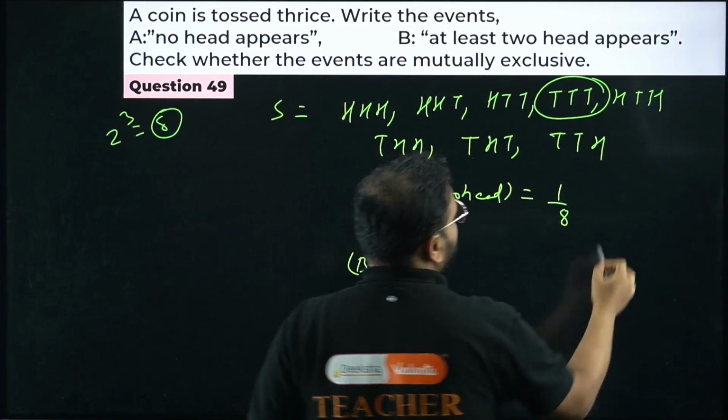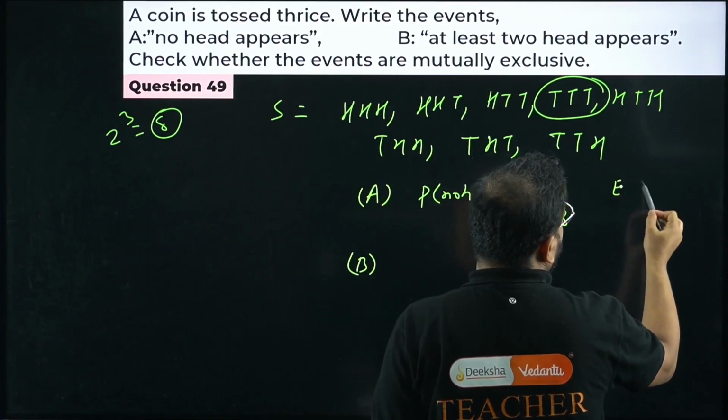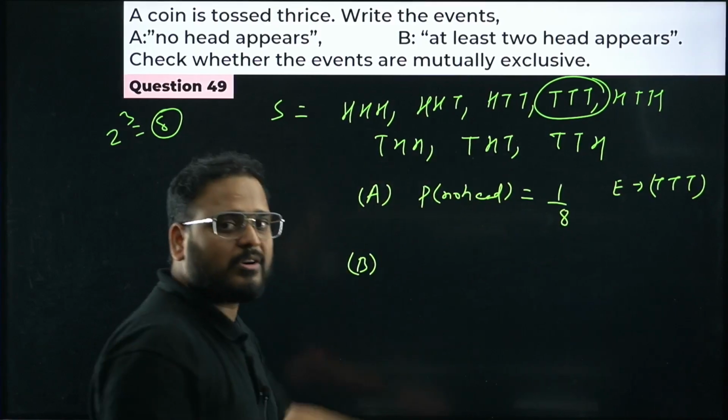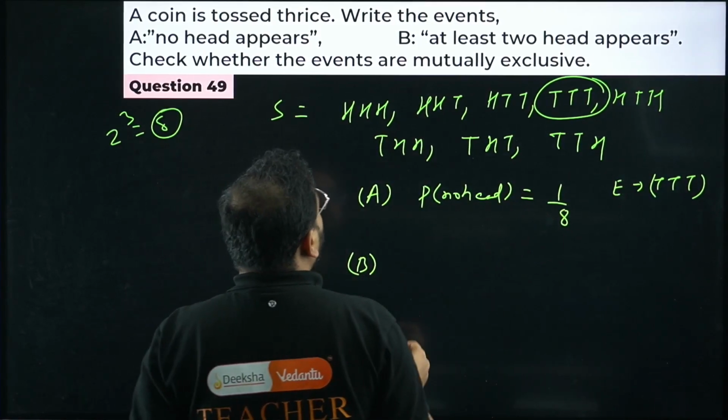Second part. What is your event over here? T, T, T. Okay, that's the event. Outcome I'm writing, nothing else. What is the second one? At least 2 heads.